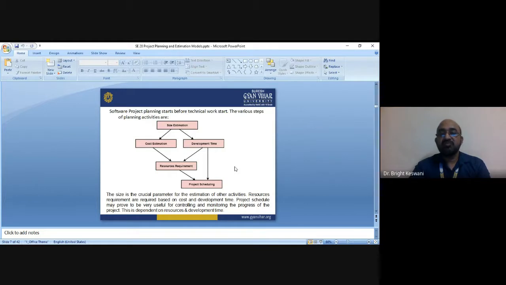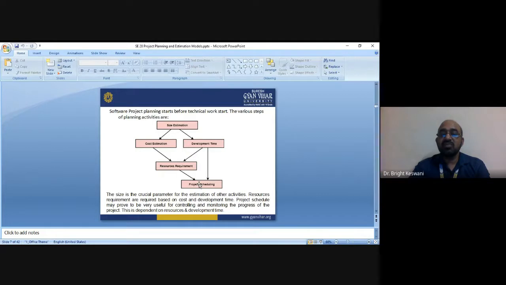Software project planning starts before technical work starts. These are the various phases, various steps of planning activities: size estimation, cost estimation, development time, then resource requirements, then project scheduling. What is important? Size estimation is more important. At the initial level, we have to decide the size of our project because the cost, time, and resources all are dependent on the size of the project.